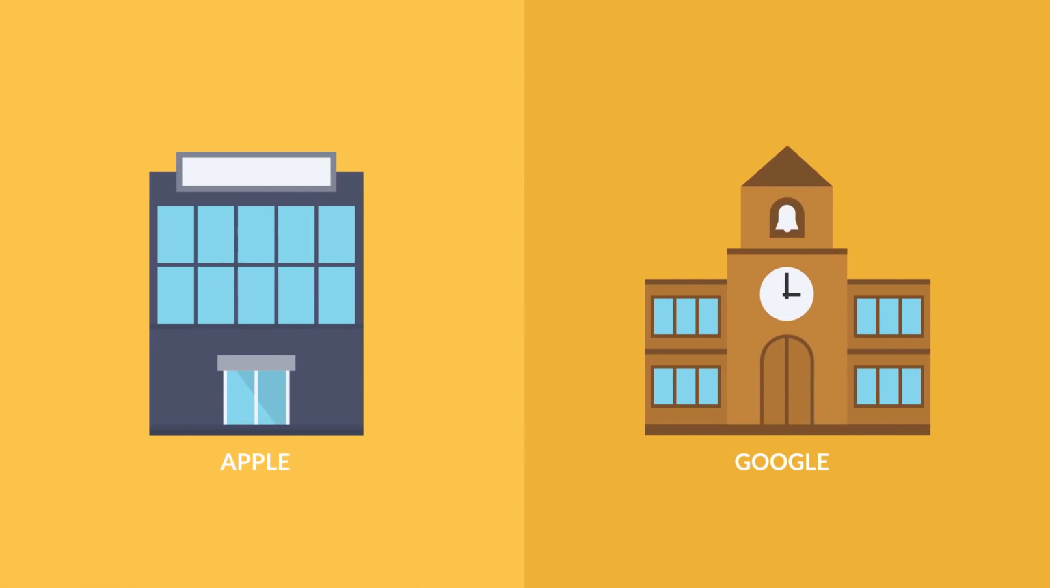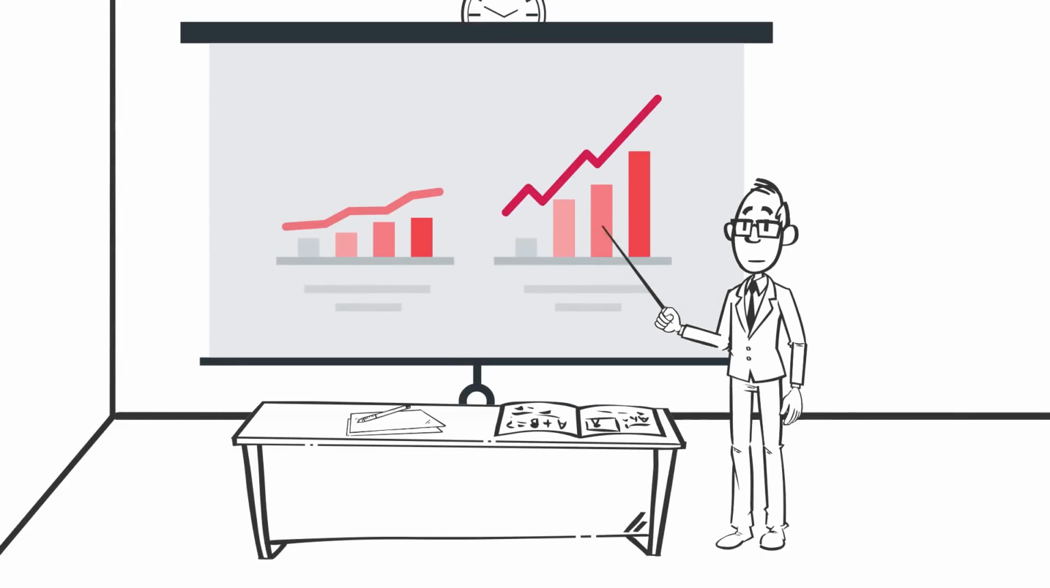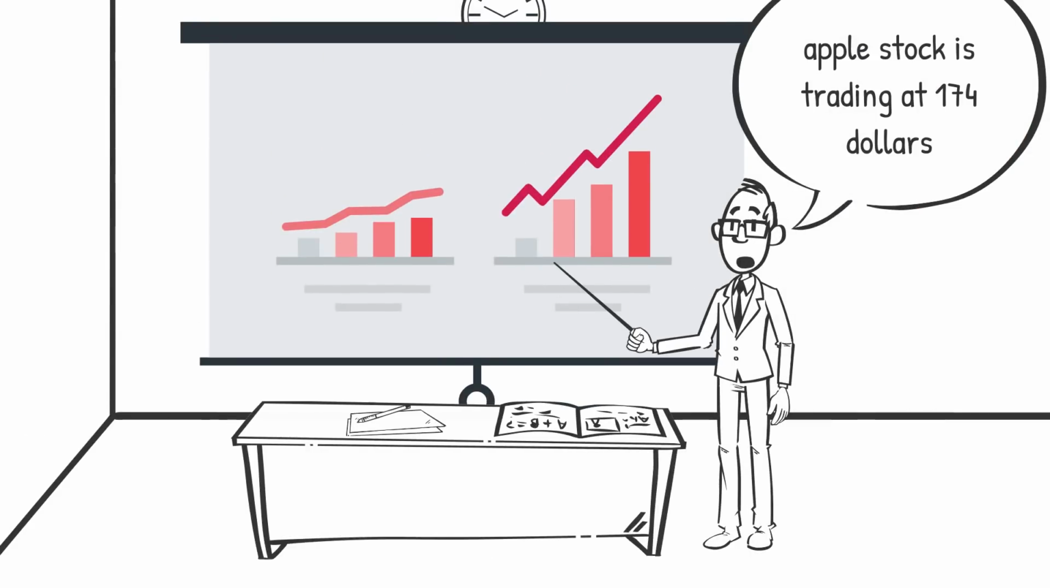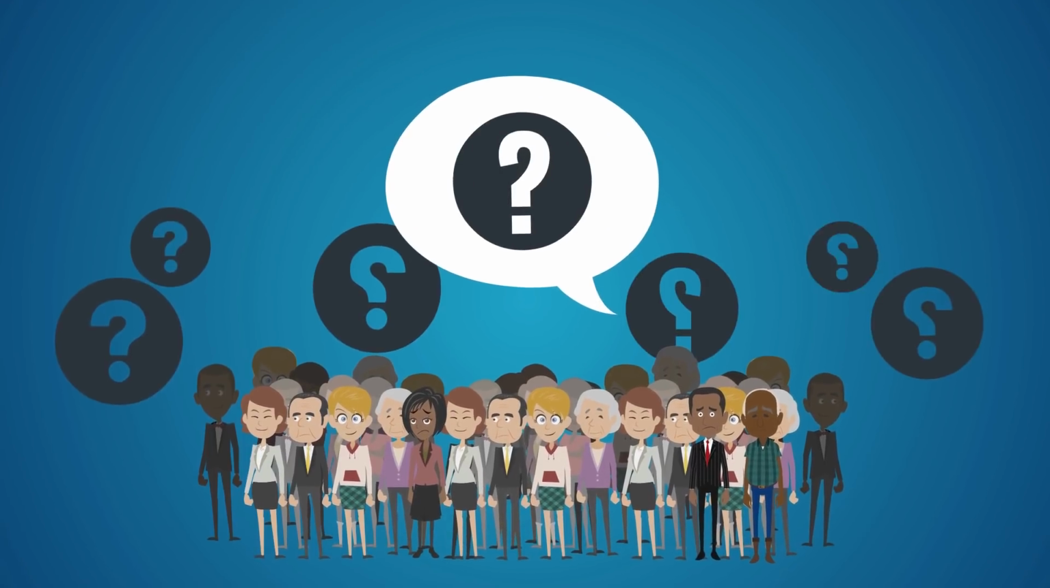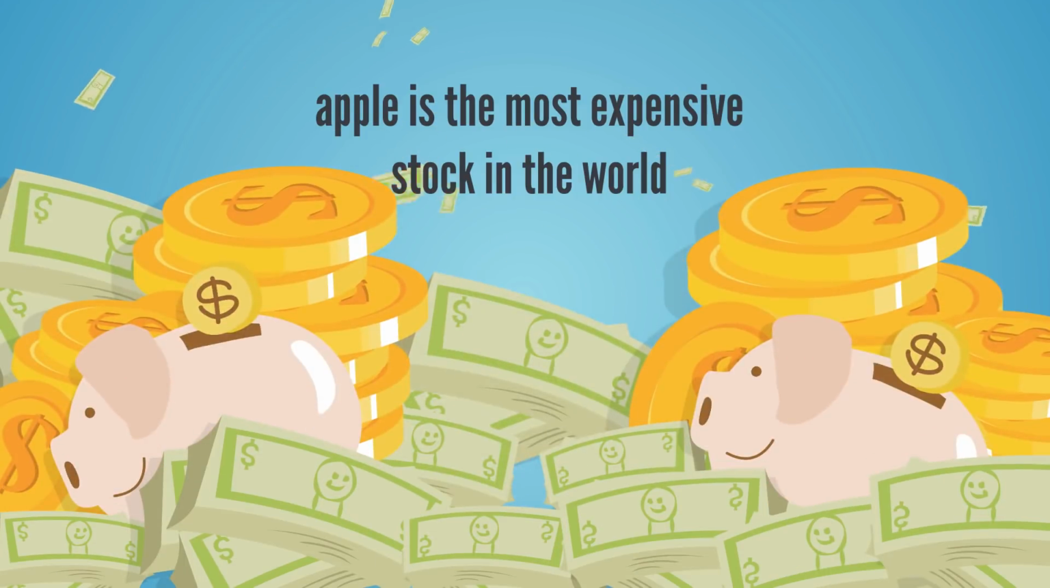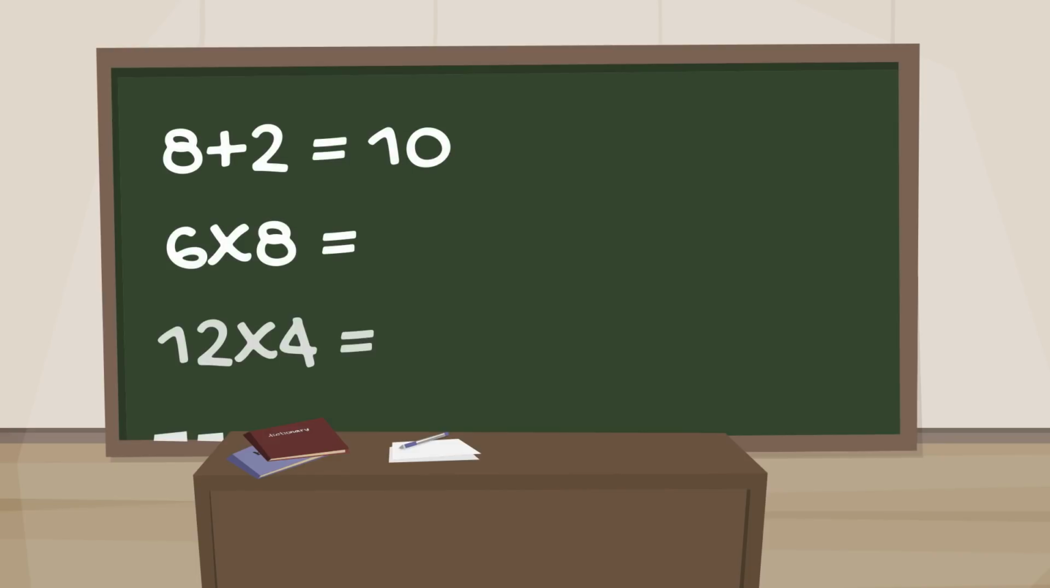Let's take the two most popular brands in the world, Google and Apple, for example. Google's stock is trading at $1,072 and Apple stock is trading at $174, depending on the day. Most people assume that Google is the more expensive and do not realize that Apple is the more expensive company. Quick fact, Apple is the most valuable company in the entire world right now. Now you might be wondering why I say something like that.